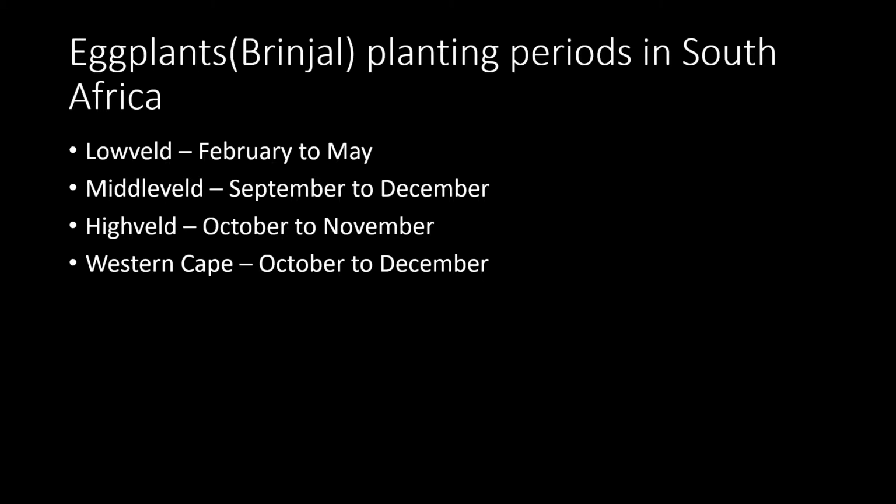Eggplants planting periods in South Africa, the kind of environment and the months. In low fields areas, eggplants grow from February to May. Low fields are frost-free areas. In middle fields areas, grows from September to December. Middle fields areas are moderate temperature areas. High fields grows from October to November. High fields are areas with cold weather, and in the Western Cape it grows from October to December.